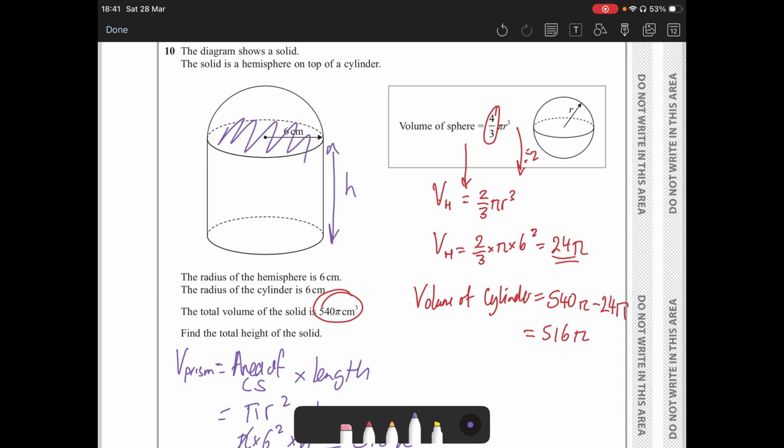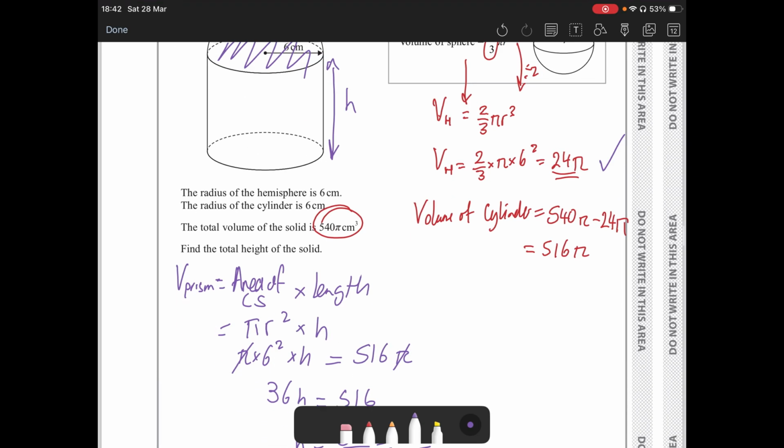I made a mistake somewhere, clearly, which is not nice. I do not like making mistakes. Where did I go wrong? Let me identify my mistake. So, uh, so 24 pi is spot on. The volume of the solid. So 540 take away 516.